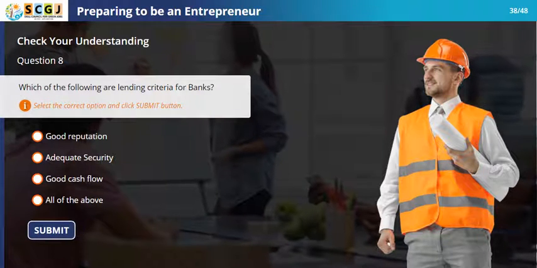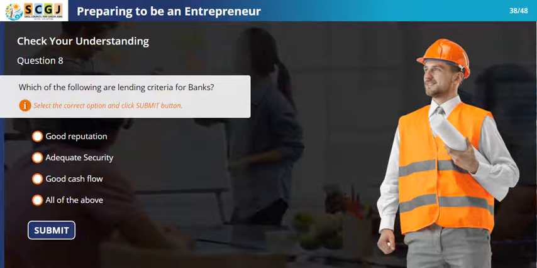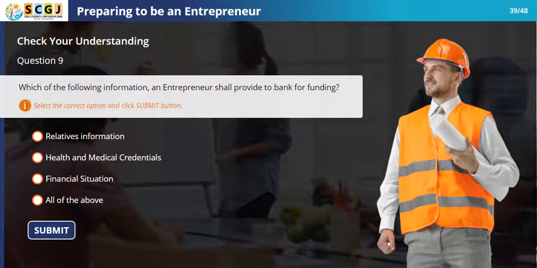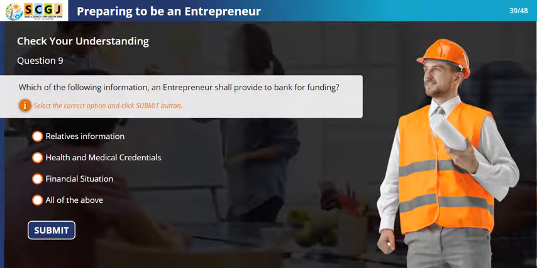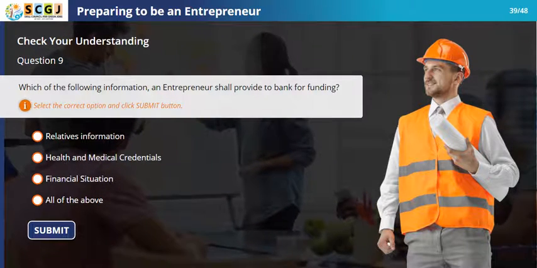Which of the following are lending criteria for banks? Select the correct option and click Submit button. Which of the following information an entrepreneur shall provide to bank for funding? Select the correct option and click Submit button.